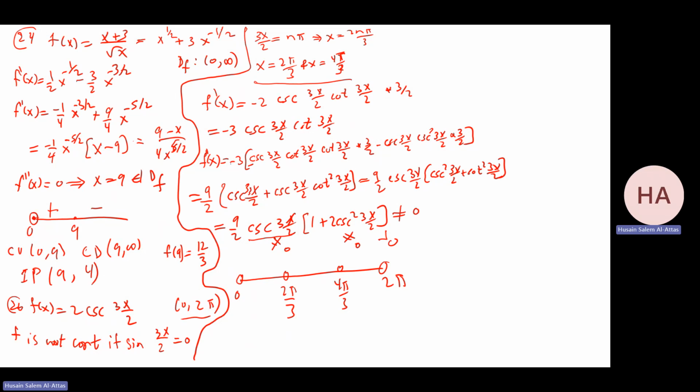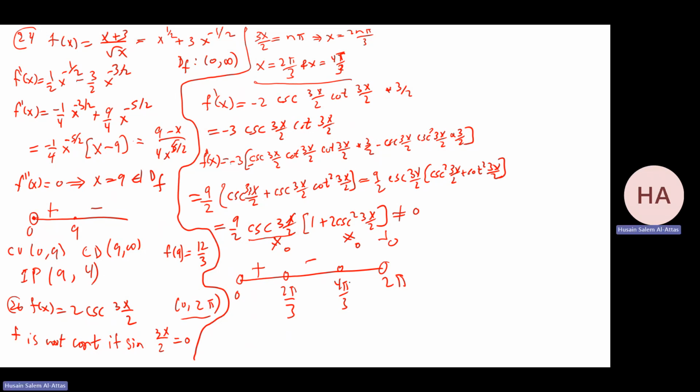That gives me cosecant 3x over 2. Take 2 over 3 to make it pi. Cosecant pi is 0, makes a problem. But it will be sine pi over 2, which is 1. That will be positive. Between 2 pi over 3 and 4 pi over 3, I'll take a value like pi. Pi gives me 3 pi over 2, which is negative.